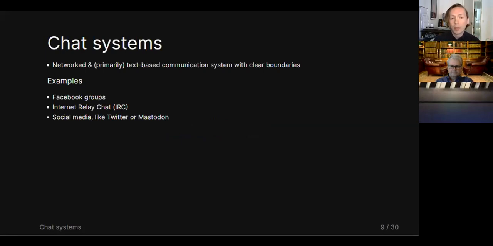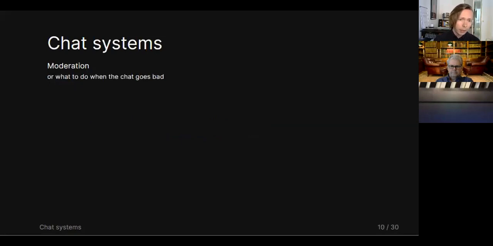What I focused on with my thesis was the moderation aspect of chat systems. Moderation is a tool you use to keep your chat community safe from abuse. It's what you do when the chat goes bad. In a typical chat system, we have regular people just chatting away normally, and I call them chat participants. In addition to the chat participants, there's a set of participants with elevated powers in the chat system. These are the admins or moderators. For the rest of this presentation, I'll just combine the two and call them moderators.